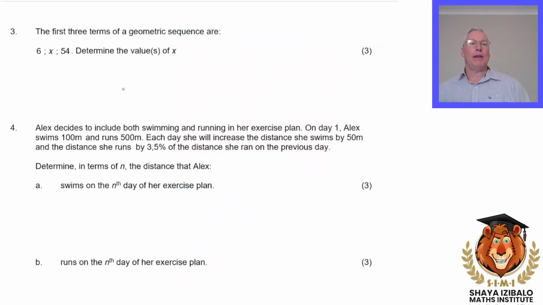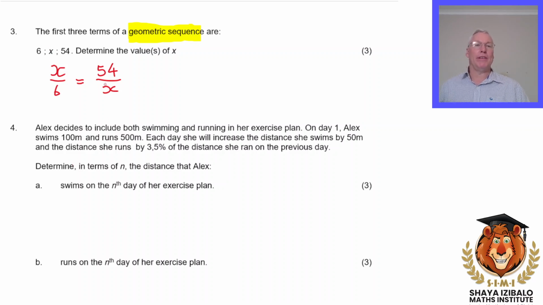So we're on page 45 and we're looking at question number 3. Now this one does not involve any formulas. What it does tell us is that we're dealing with a geometric sequence. Now, if three terms are in geometric sequence, then we know that x divided by 6 must be the same as 54 divided by x. That divided by that would give us r, the common ratio, and it's common, so that divided by that must be the same. Right, it makes sense, it always makes sense.